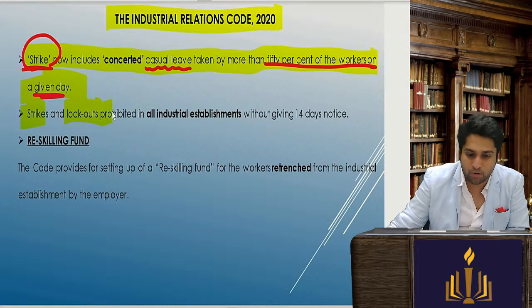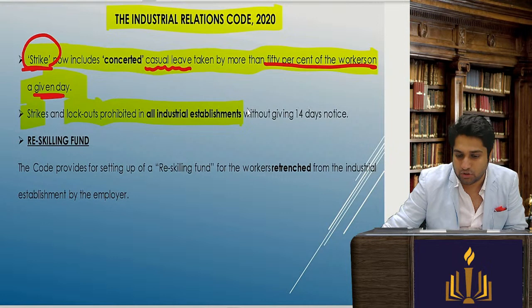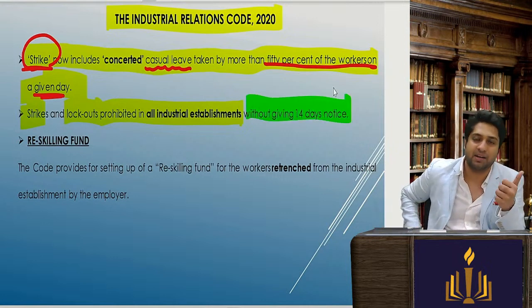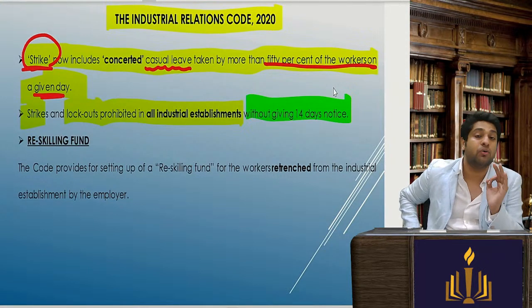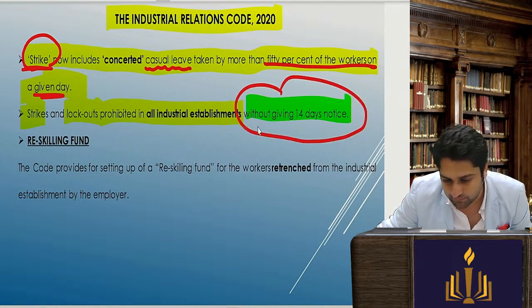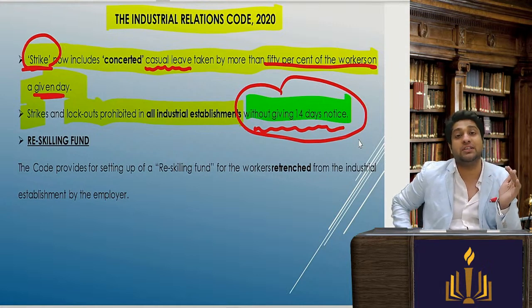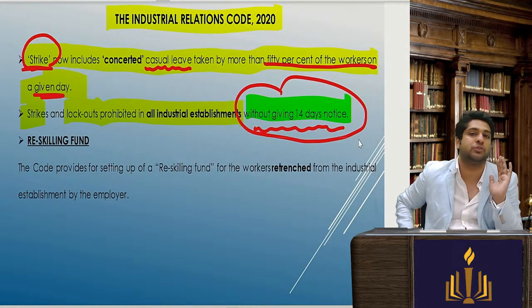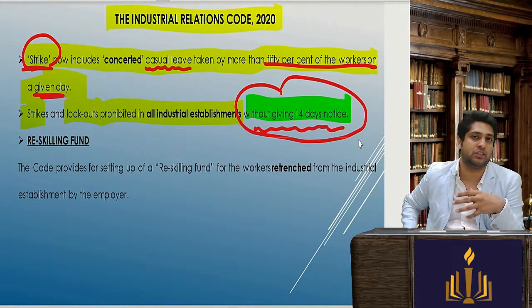So strikes and lockouts are prohibited in all establishments without giving a notice. So my question to you: can a strike be done? Answer is yes. Can a lockout be done by the employer? Answer is yes. But in the new labor code, you cannot go for strikes or lockout without giving 14 days notice. 14 days notice is mandatory. Because strike or lockout creates an economic, socio-economic disruption. So therefore we are saying give a notice, so that there can be any kind of negotiations or talks.